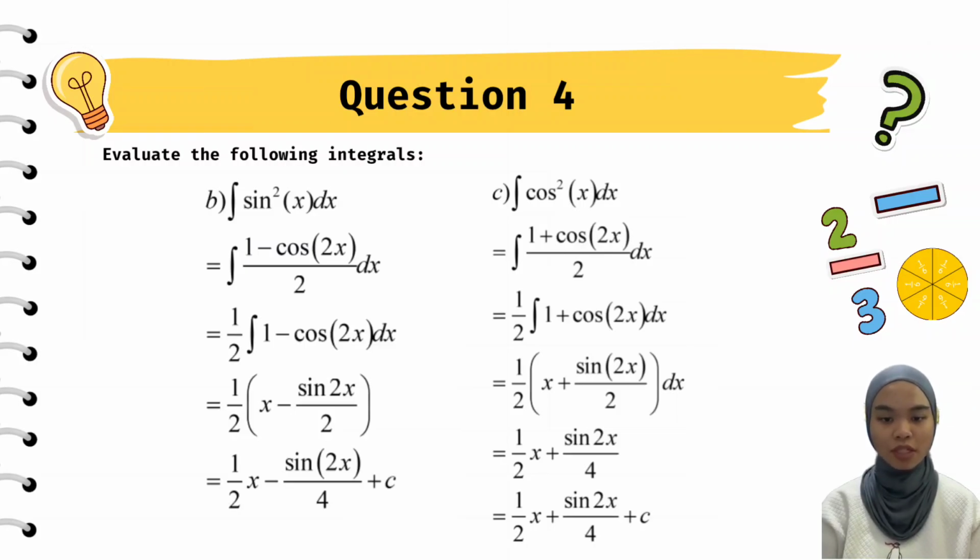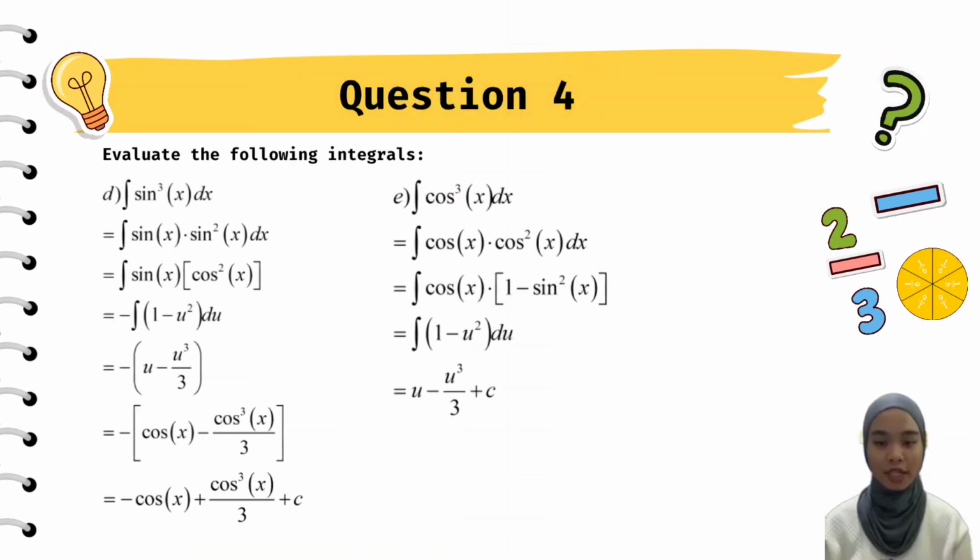And for question C, integrate cos^2(x) dx. Cos^2(x) is (1 + cos 2x)/2. And after we integrate, we get 1/2 (x + sin 2x / 2). And the final answer is x/2 + sin 2x / 4 + c.